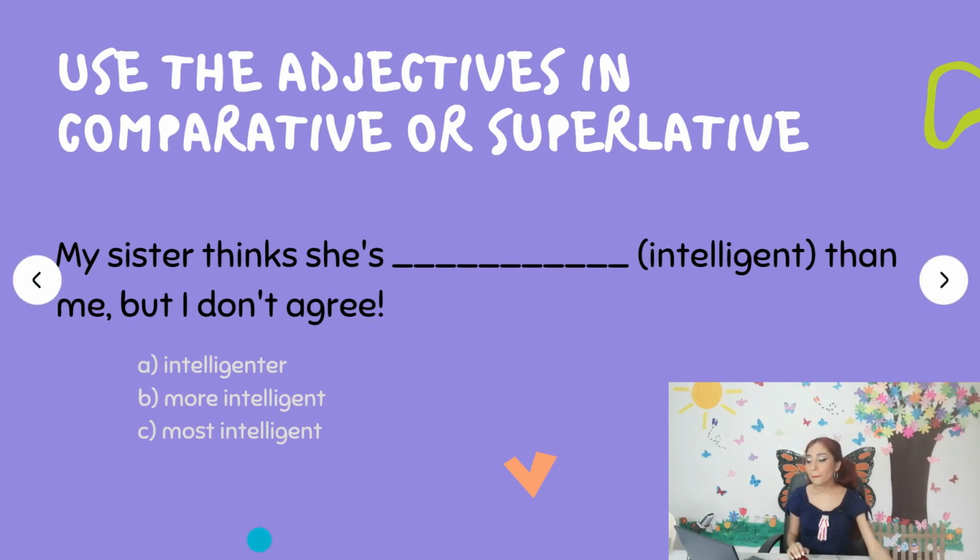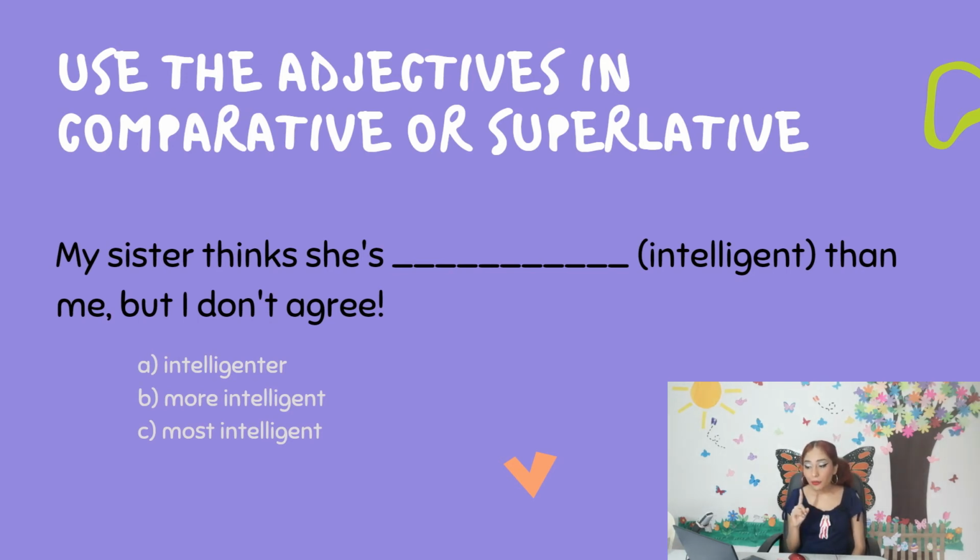The sentence says, my sister thinks she's blank, adjective, than me, but I don't agree. Letter A, intelligenter. Letter B, more intelligent. C, most intelligent. Which one is the correct option? Remember, I'm comparing my sister with me, so it means that it is a comparative. So how would you write intelligent into comparative?